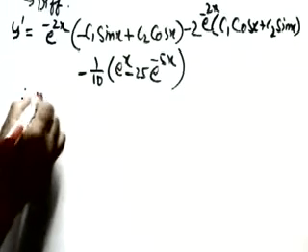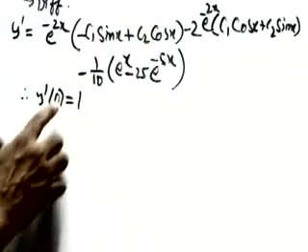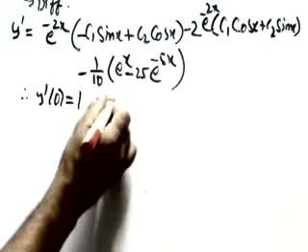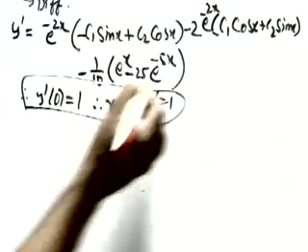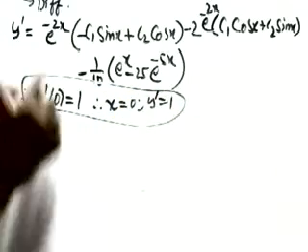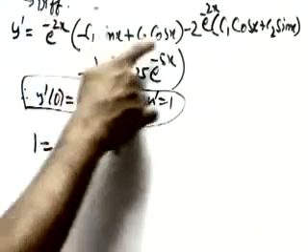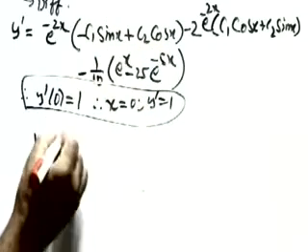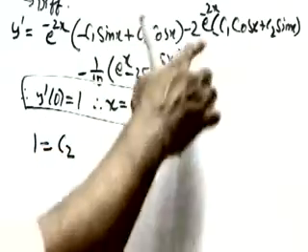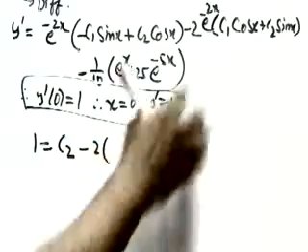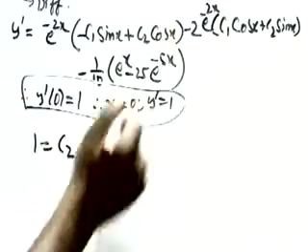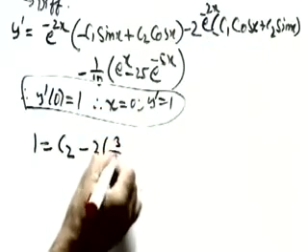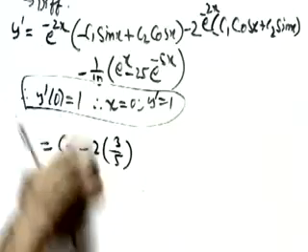Now again let me substitute the condition. What are the conditions you see here? Therefore we are having y dash of 0 equals to 1. This is x, this is y. Therefore x equals to 0, y dash equals to 1. Now let me substitute these values. y dash is 1, e power 0 is 1, sine 0 is 0, cos 0 is 1. 1 into c2 is c2. Now see here, minus 2 into, this is e power 0 1, cos 0 1, sine 0 0, 1 into c1 is c1. The value of c1 is 3 by 5.